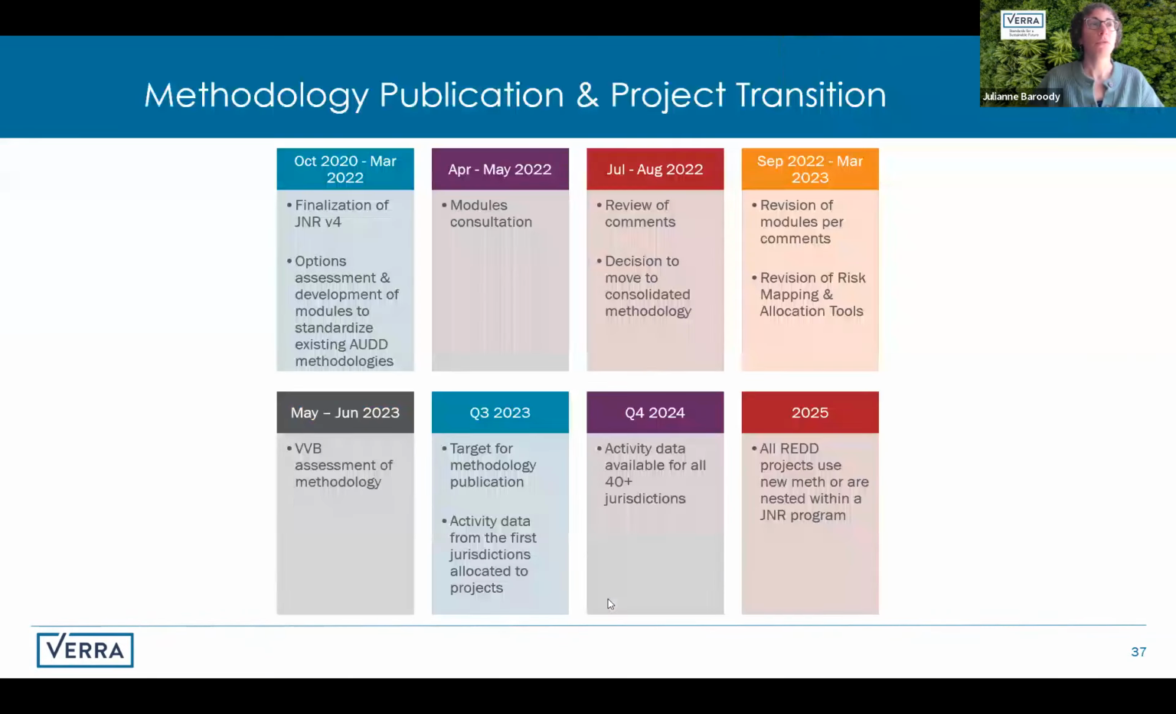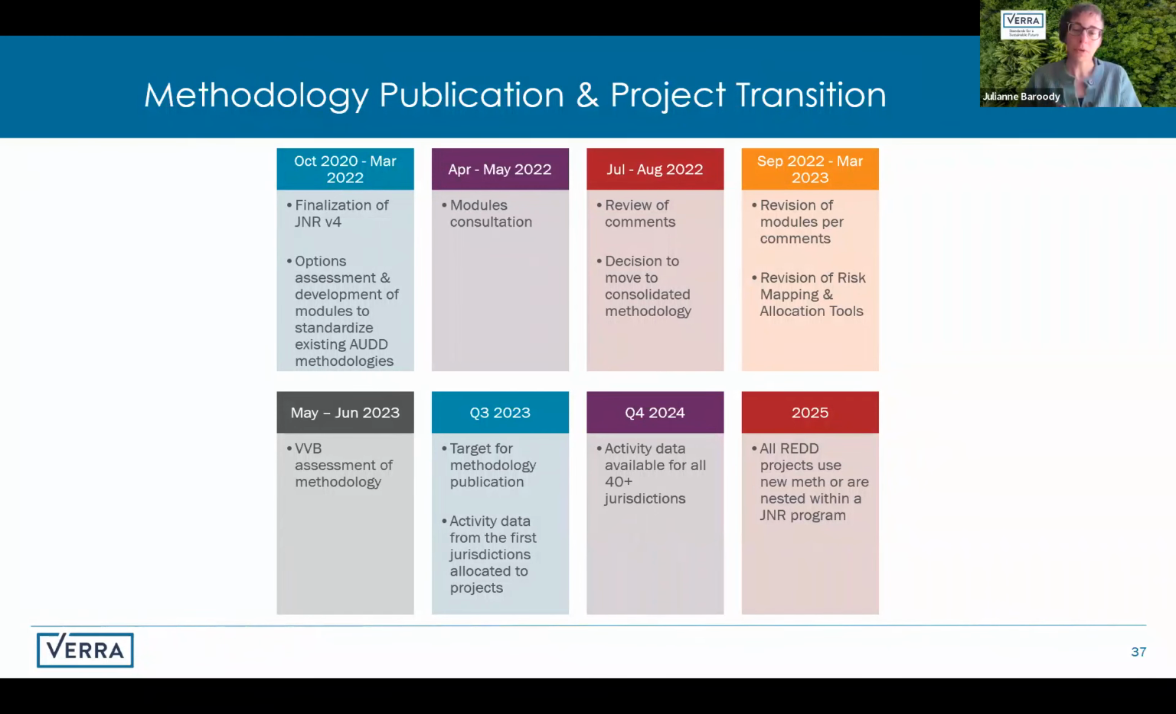But just to give you an overview of where we're going and where we've been, so as I mentioned, this whole process started in October of 2020 with the finalization of JNR version 4 and the options assessment starting for how to standardize the existing AUDD methodologies so that they would be more consistent with each other for different activity types, and also more aligned with the jurisdictional and nested REDD to help facilitate the transition to government-run REDD programs.